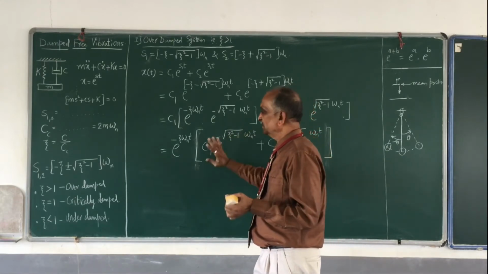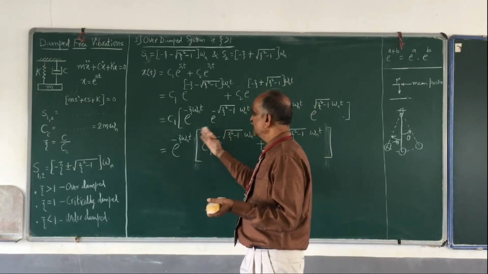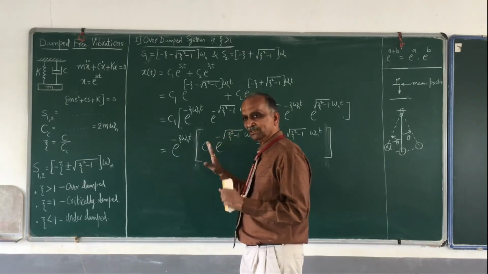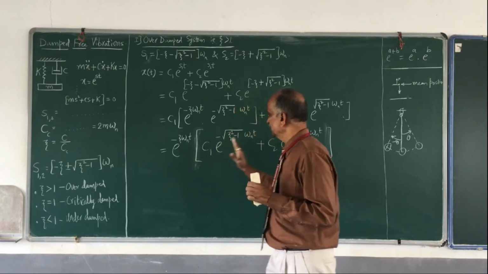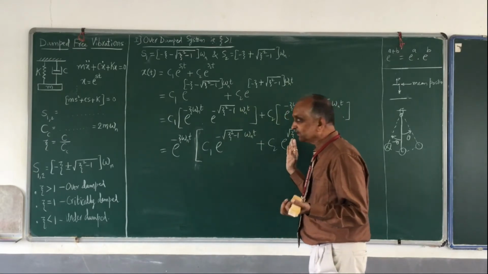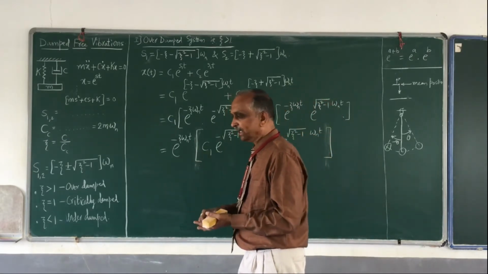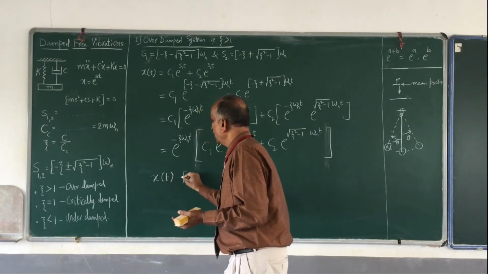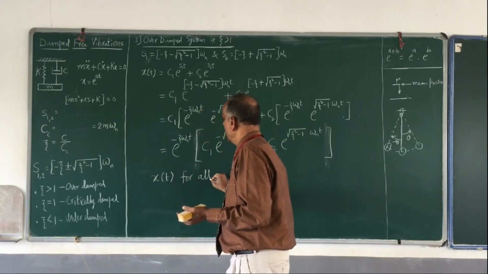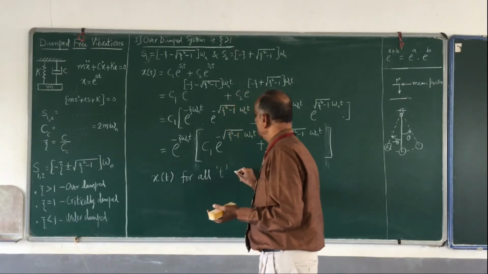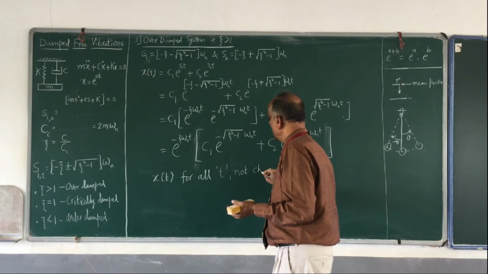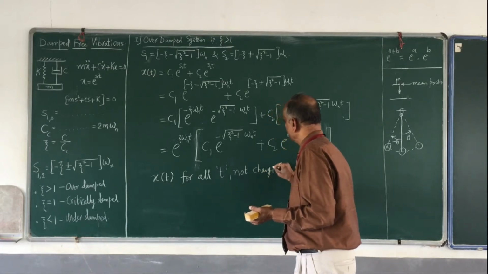Sign means plus, minus, sometimes plus. For some values of t it is plus, for some values of t it is minus. That is not happening here or here or here. So what does it mean? So this means that x of t for all t is not changing its sign.